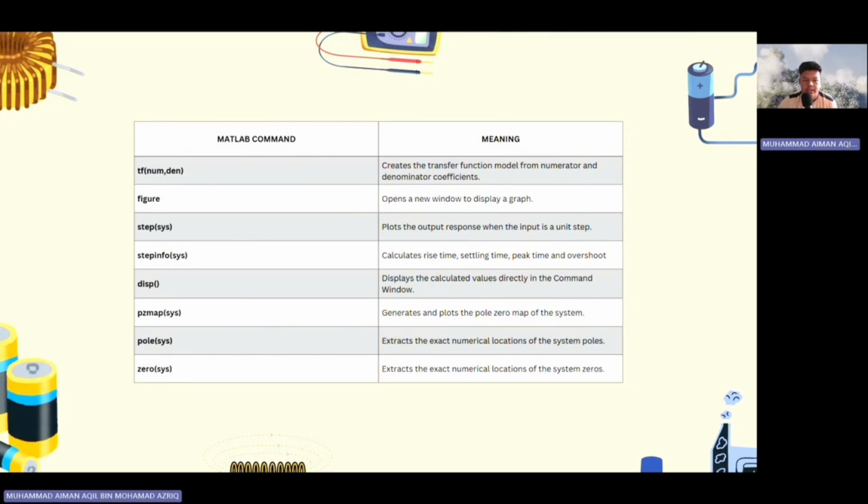The next command is stepinfo(sys). This command calculates rise time, settling time, peak time, and overshoot. Next is disp. This display command displays the calculated values directly in the command window. The next is pzmap(sys). This command generates and plots the pole-zero map of the system. Next is pole(sys). This extracts the exact numerical location of the system poles. And the last one is zero(sys). This extracts the exact numerical location of the system zeros.